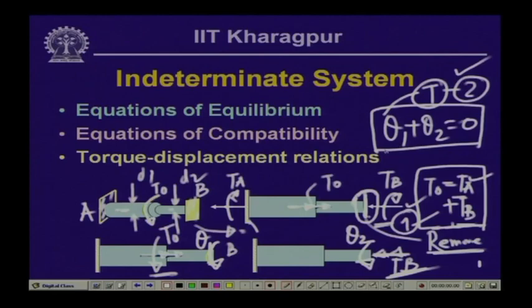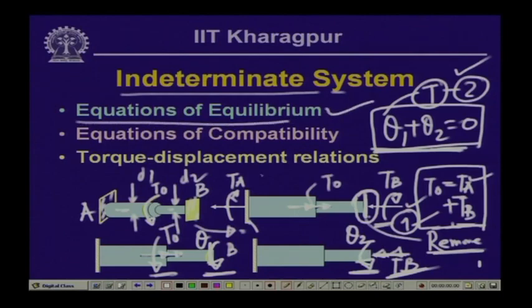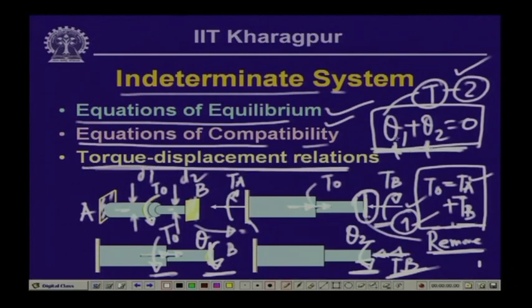So, an additional equation has been generated from the deformation compatibility in this particular case, and we call this a compatibility equation. So, for an indeterminate system, we need the equations of equilibrium to be written, and we need the equation of compatibility to be written, which is a function of the rotation theta, and then we write the torque-displacement relation so that we can get this compatibility equation in terms of the twisting moment T. Then we have two equations from which we can compute the unknown values T A and T B.